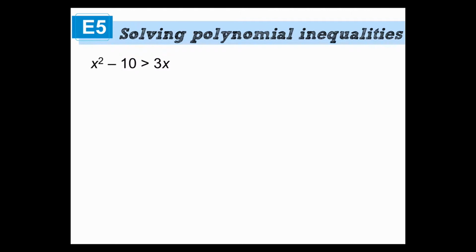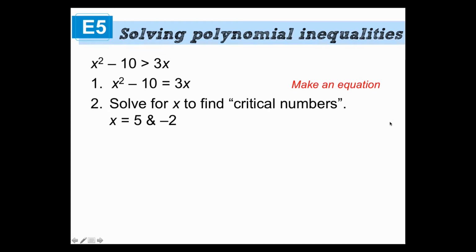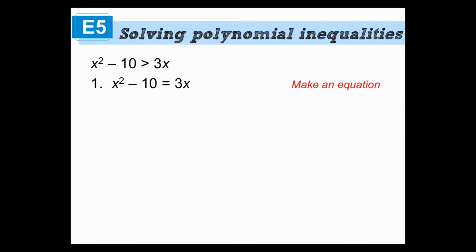Order is not important there. If I move the 3x to the other side, let's talk about what we're doing graphically. I'm looking for where this parabola is. By the way, what can you tell me about that parabola? It opens up. Good. And if I move the 3x to the other side, I have x squared minus 3x minus 10. It opens up, and we're wondering, where is that thing above the x-axis? Which means we're going to need to find critical numbers.